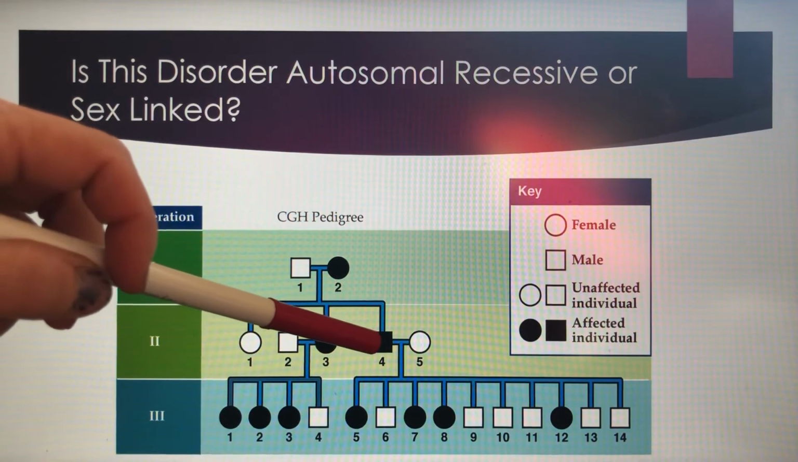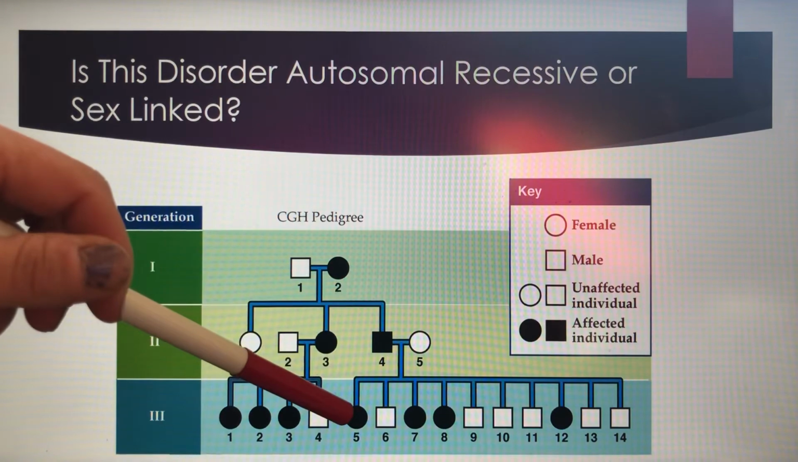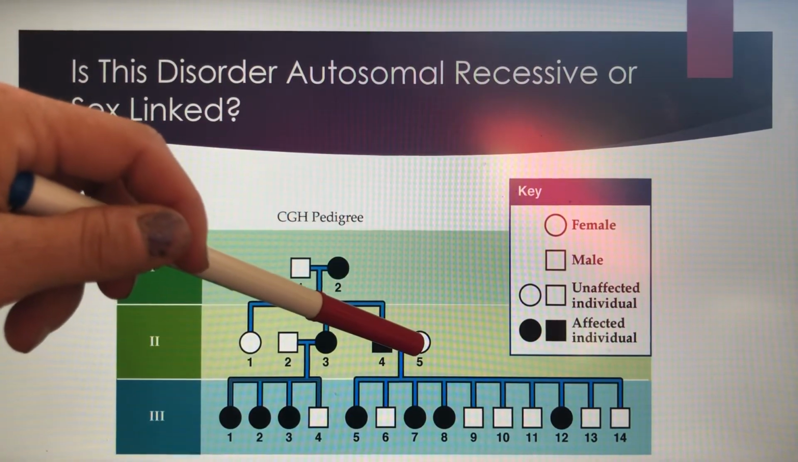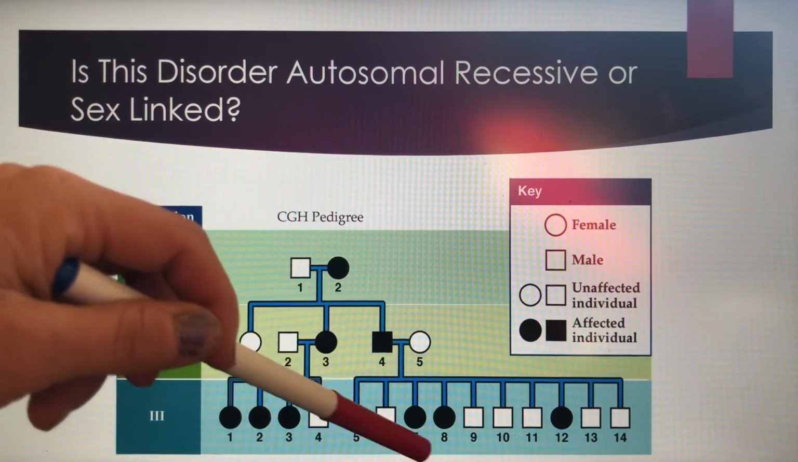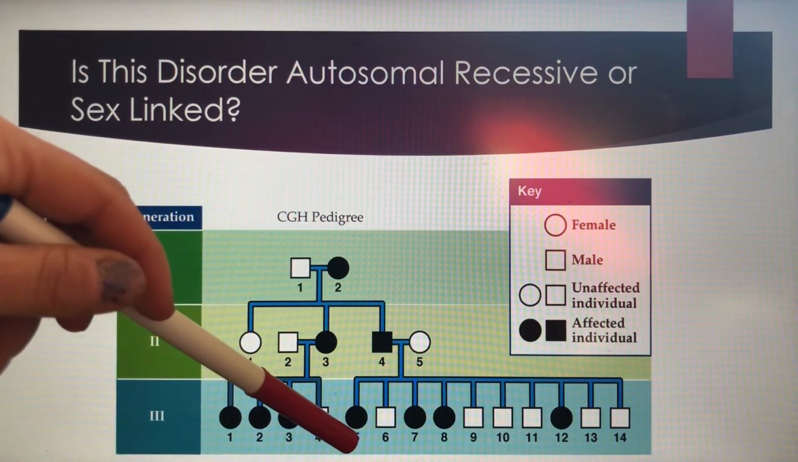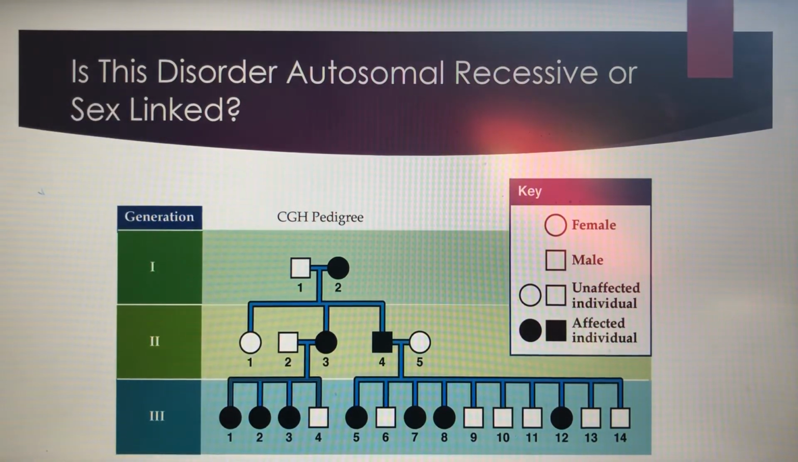Because he gives his X to his girls, right? So all the girls got it. Mom could have a faulty X, but then that would mean that at least one of them would be popping up in the girls if this was a sex-linked trait. So I'm going to say this is not a sex-linked trait.